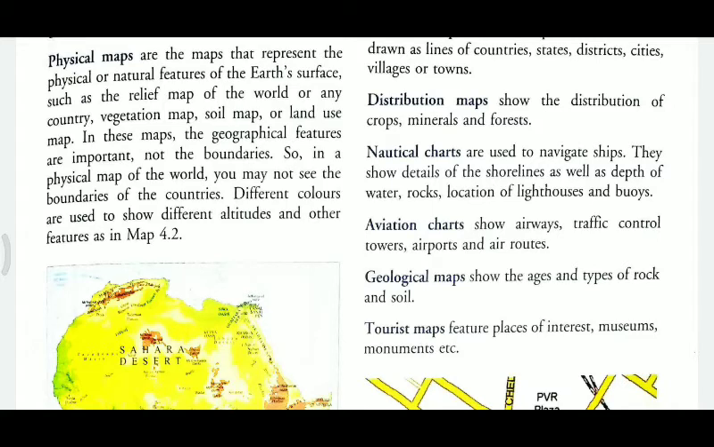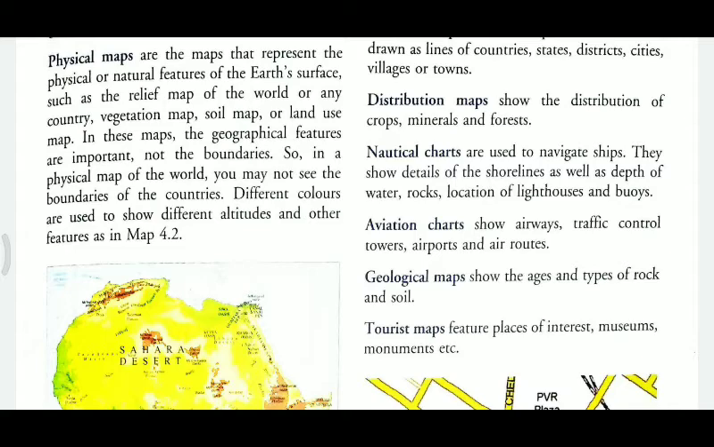Next is geological maps. They show the ages and types of rocks and soil. Ages mean to say whether rocks are old or newly formed, whether soil is old or newly formed.